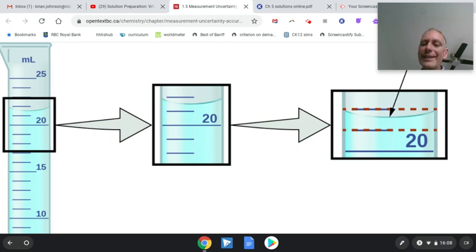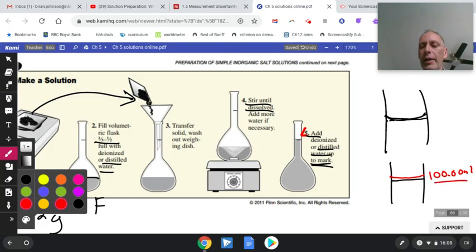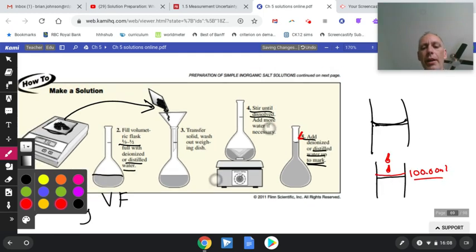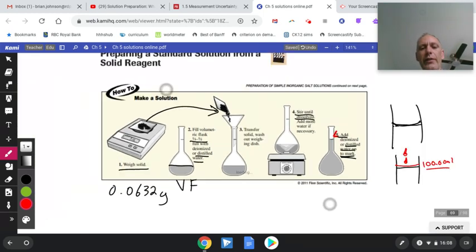21.6, 21.7. But on this one, we have that much higher level of accuracy, and you are in control of that because you are adding the water drop by drop until you hit the line. And hopefully you don't overshoot it like I did on that example. Okay, so that's the technique to build a standard solution.